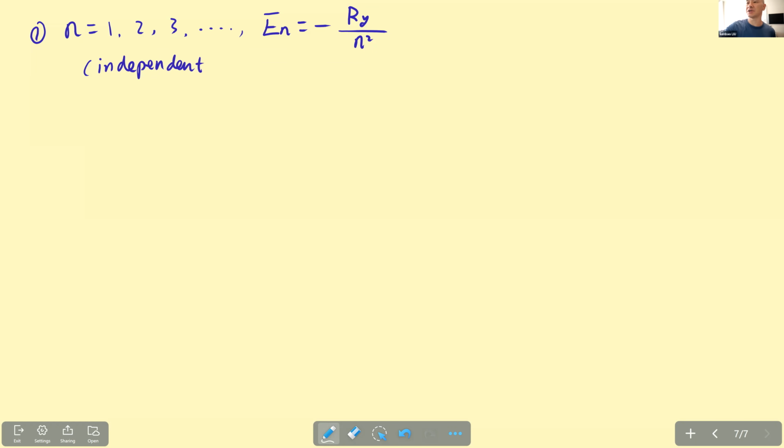First of all, for each M, this M can be 1, 2, 3, any positive integer, and the energy E_M equals minus the Rydberg energy over M squared. So that's the energy, and the important thing is that it's independent of L. So the energy.